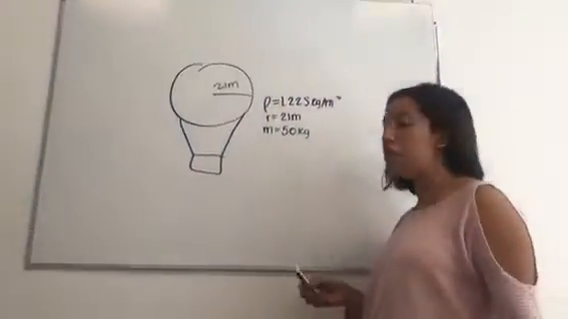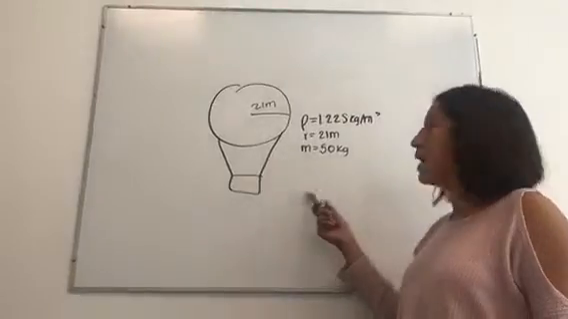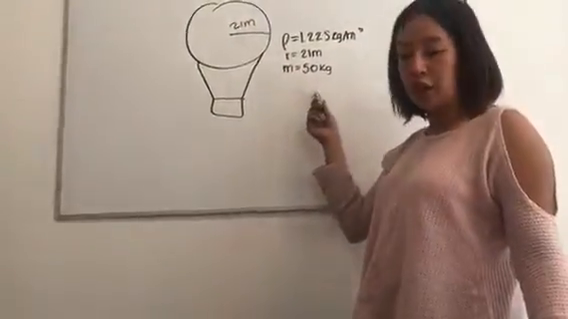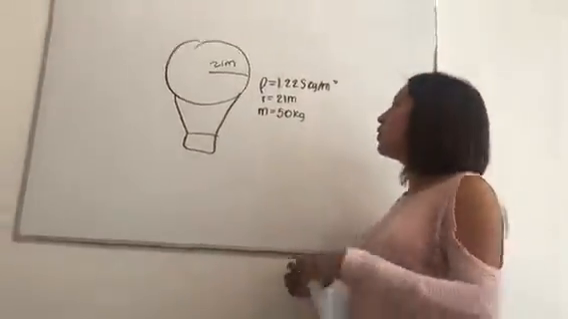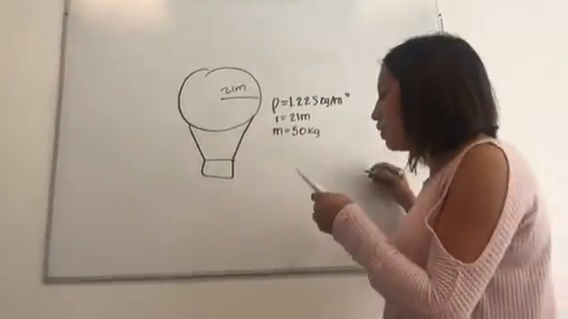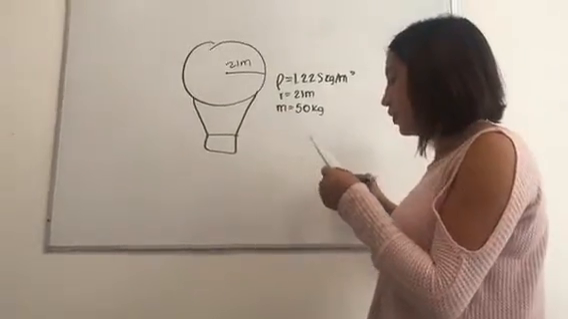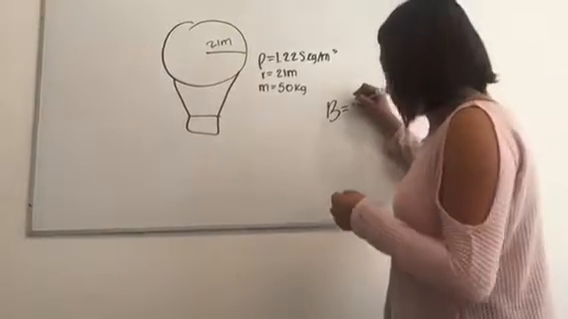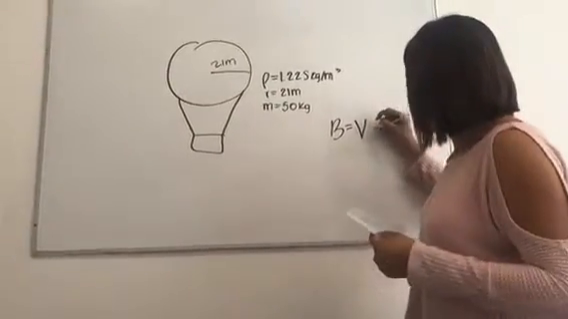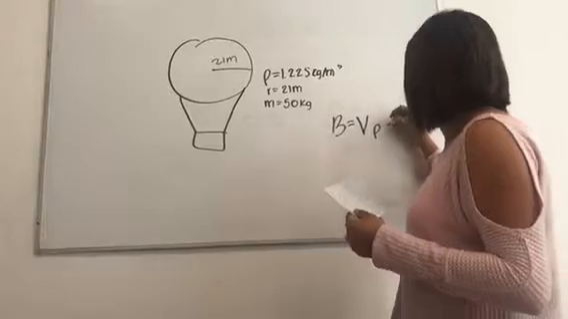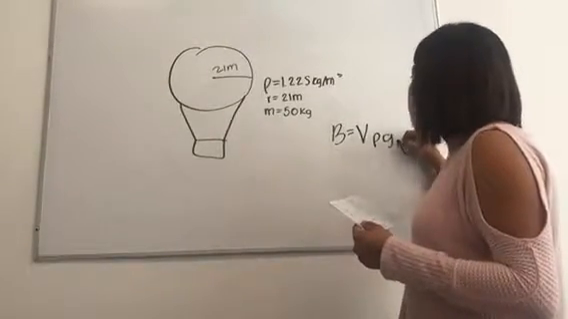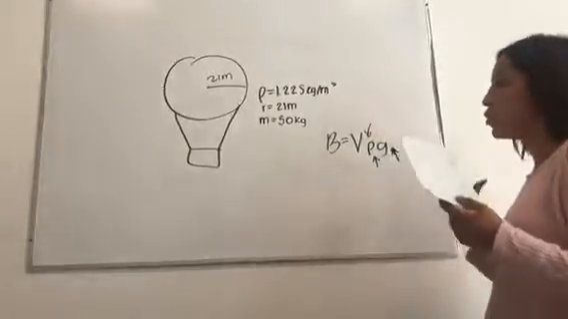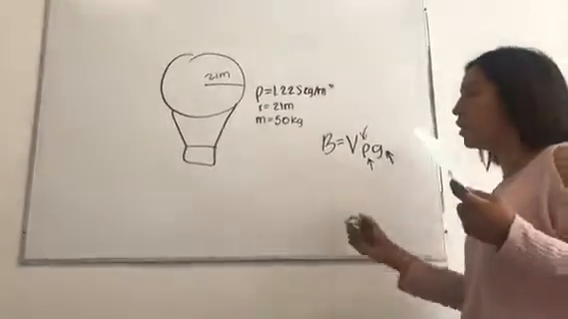Next problem says that a balloon is filled with helium, has a 21 meter radius, and the mass of the entire globe is 50 kilograms. What extra mass can be loaded? So we're going to use the formula to calculate buoyant force, that is volume times density times gravity. We have gravity and we have density, but we don't have volume. That's what we're going to calculate.